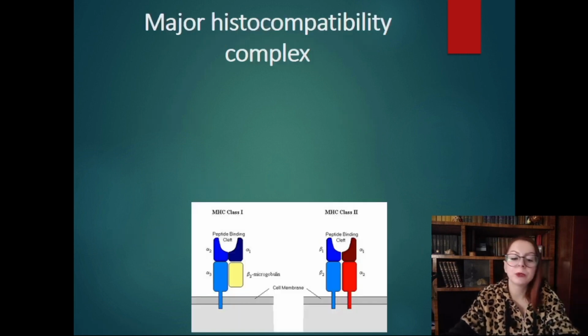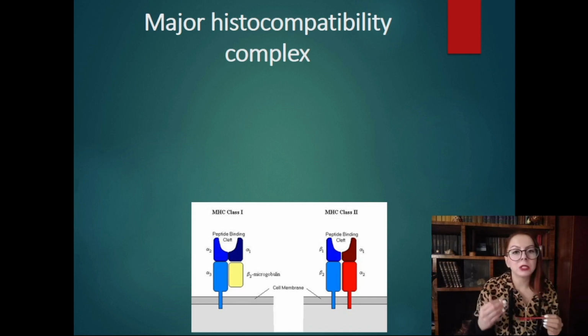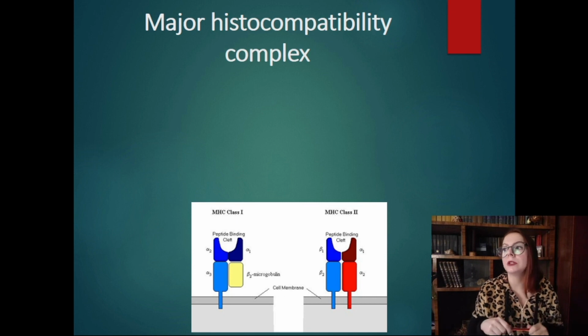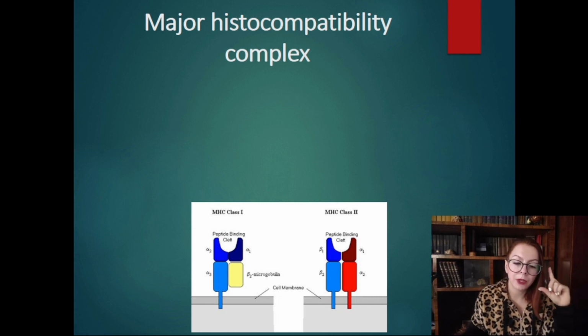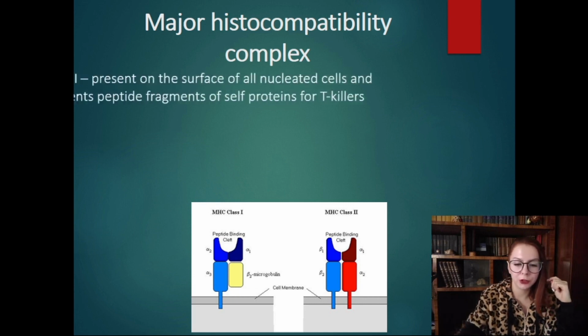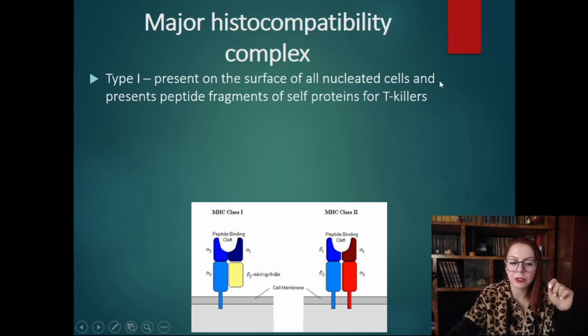Let's move on. Now we have to talk about how our immune system analyzes antigens and how it distinguishes our own antigens from foreign ones. In this way we have to say that the major histocompatibility complex performs the main function. There are two types of those receptors. Type 1 is present on the surface of all nucleated cells and presents peptide fragments of self-proteins to T killers.